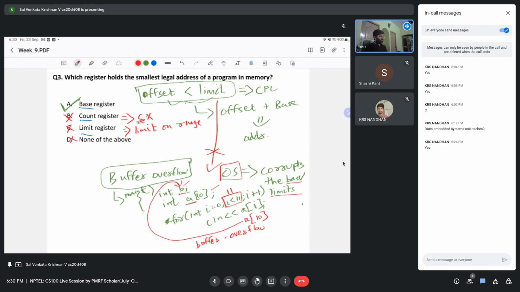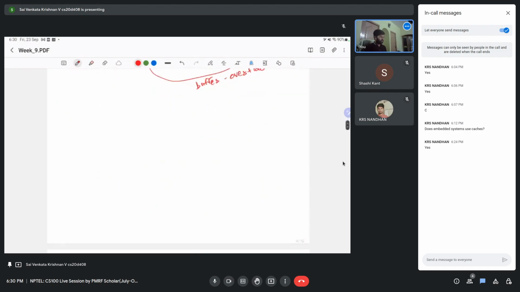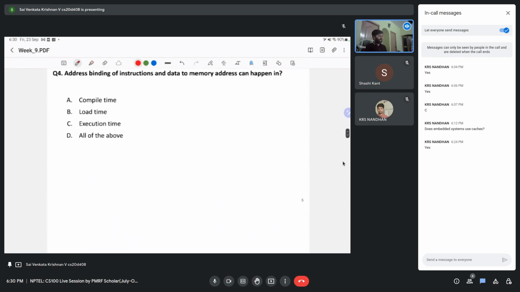Right. So if no other doubts are there, then we'll move to the fourth question. The address binding of the instructions and data to the actual memory address can happen during: is it compile time, load time, execution time, or all of the above? I feel it should be all of the above. Okay, any other guesses? A, B, C, or D?